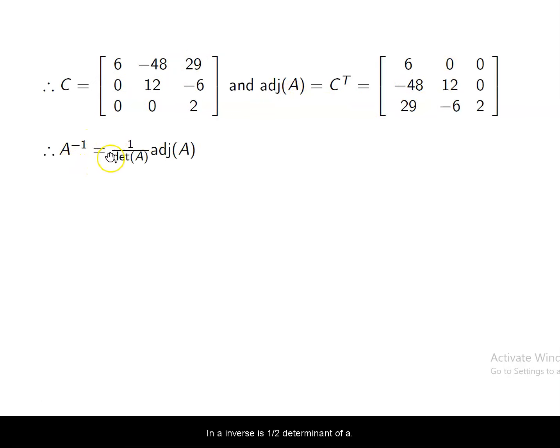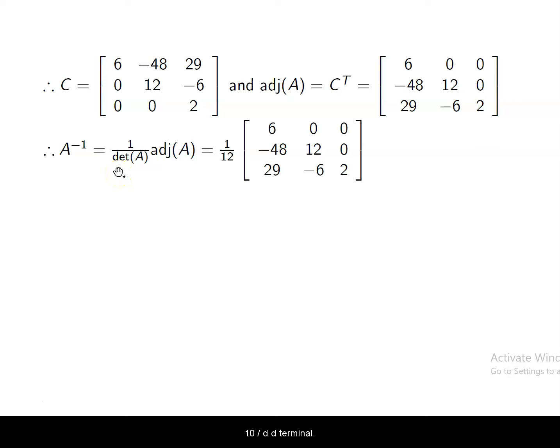And A inverse is 1 over the determinant of A times adjoint of A. So I'm going to take this matrix and divide it by the determinant of A, which is 12. So multiply 1 over 12 across everything. If you notice, everything here simplifies nicely with 12 except for 29. So simplify your values. Do not leave me 6 over 12 in this position. Do not leave me 12 over 12 in this position. Make sure you simplify your fractions.